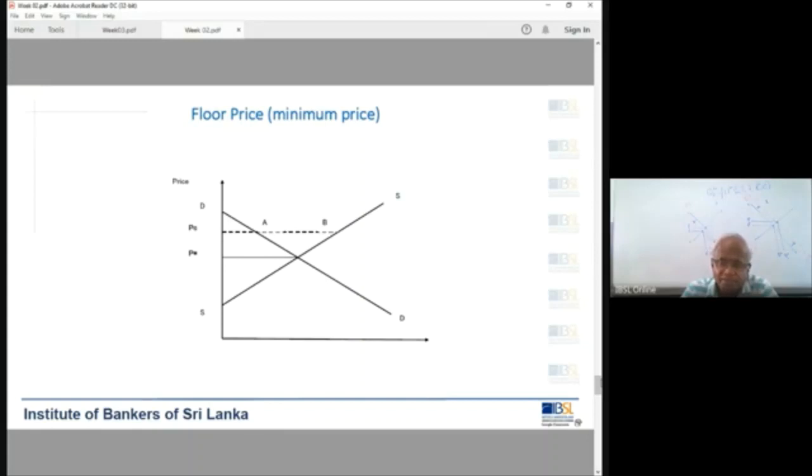Farmers are happy. Then what will happen? Farmers want to sell more paddy to the paddy marketing board. At B, supply is higher. Right? Then what will happen to demand? Demand will be less, because the private traders are the buyers.